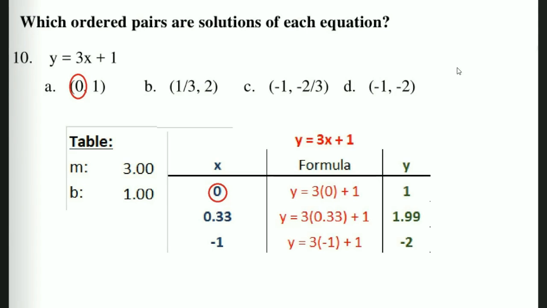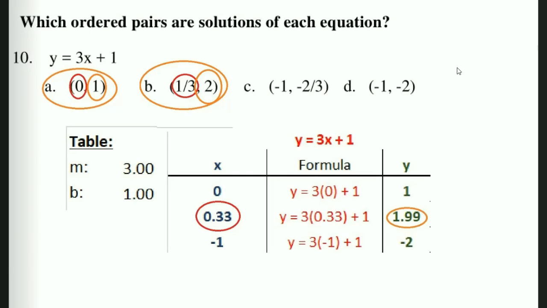So let's look. As I said before, if we plug in 0, we do get 1 as our y, so A is the right answer. 0.33, that's 1/3. Now, if you only speak decimal, when you get 1.99, remember what I said about the longer you make your decimal, the closer you get to a certain number you're looking for. So yes, we'll count that one as right. Besides, if you use a fraction, you will end up with 2. So B is correct. Now with C, when we plug in negative 1, we get negative 2.